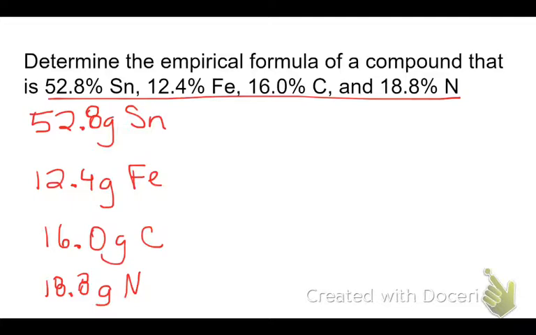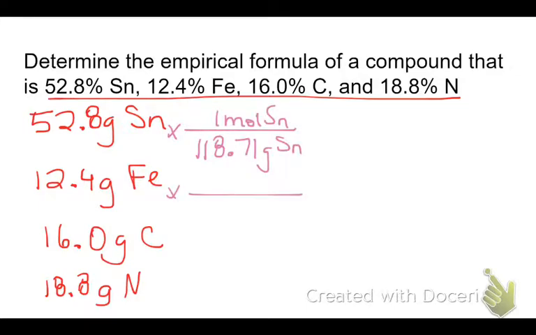Our second step is to go from mass to moles. In order to go from mass to moles, we use the relative atomic mass, aka the molar mass, off the periodic table. So we need to look up the molar mass of tin on the periodic table. On my version of the periodic table that I have in front of me, tin is 118.71 grams for every 1 mole. Iron is 55.845 grams for every 1 mole.